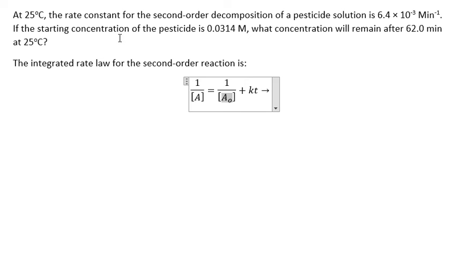A0 is the initial concentration. k is the rate. t is the time. So we can put the numbers in here and we can find the value of A.